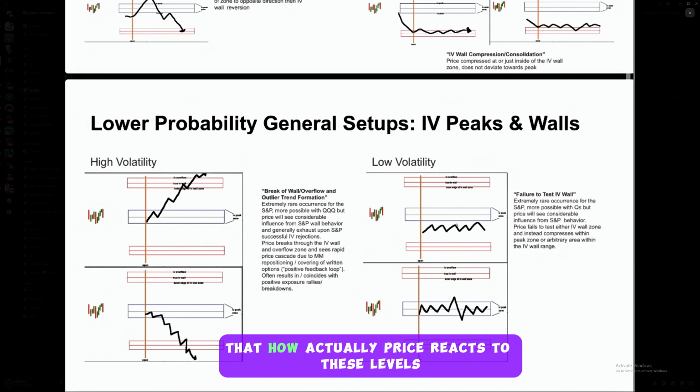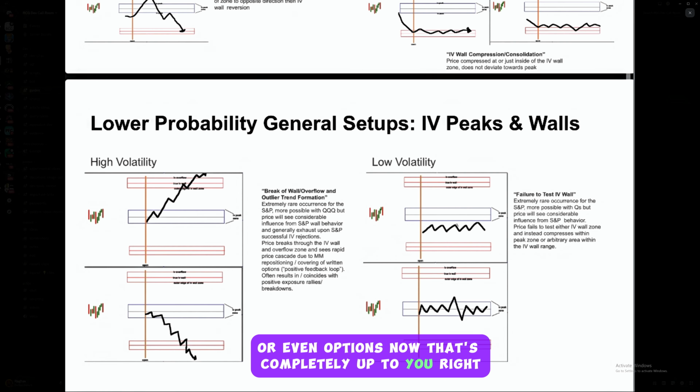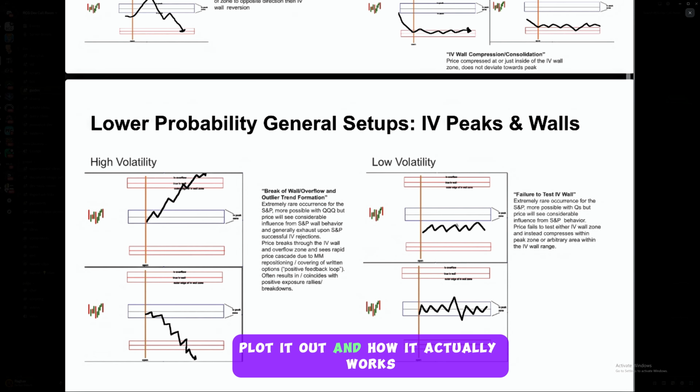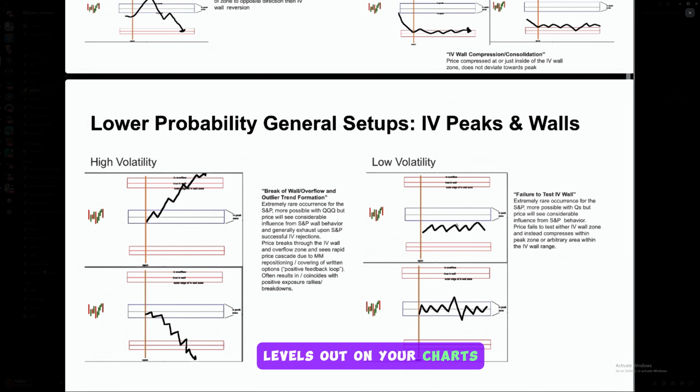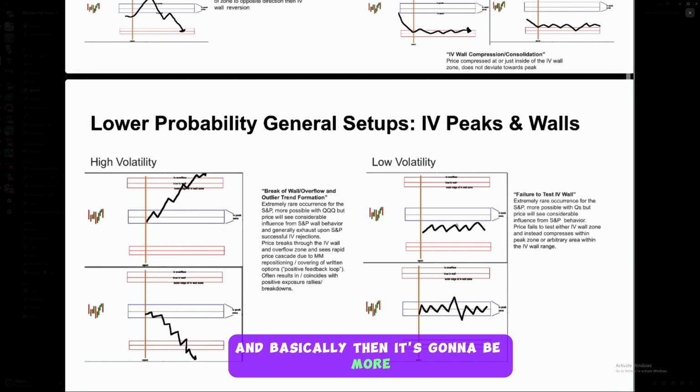And when you recognize how price actually reacts to these levels, it becomes much easier for you to execute, right? Basically you can use it for futures or even options. Now that's completely up to you. Here my part is done, that I told you how you can actually plot it out and how it actually works. And now it's your job to actually plot these levels out on your charts, and then it's going to be more clear to you, because these videos can just tell you how things work, but to actually make more sense for you to perfectly execute, you need to do it on your own. You need to practice, right? That's how it's going to be more clear.